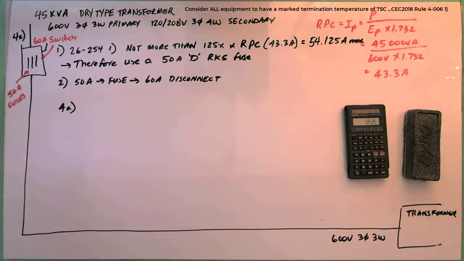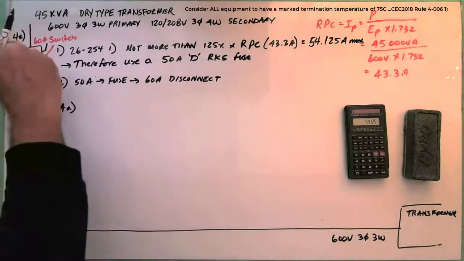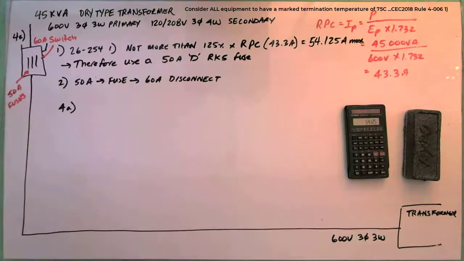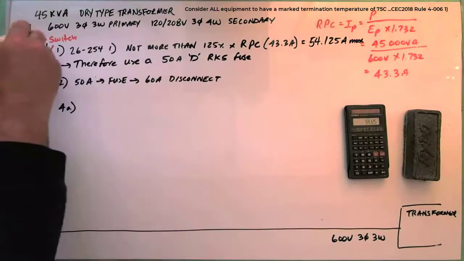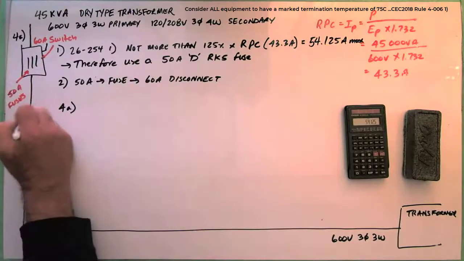You want to know the minimum size of copper T90 coming into this disconnect here. From the main power to the line side of the disconnect, right here. That's 4A. And then 4B is going to be over here.